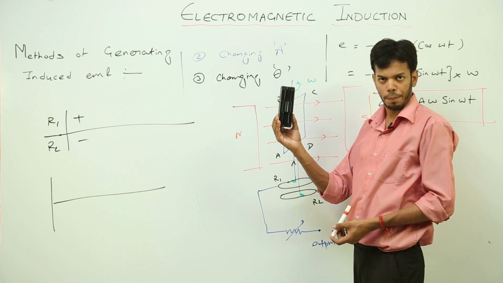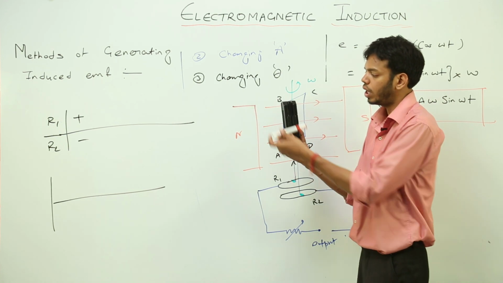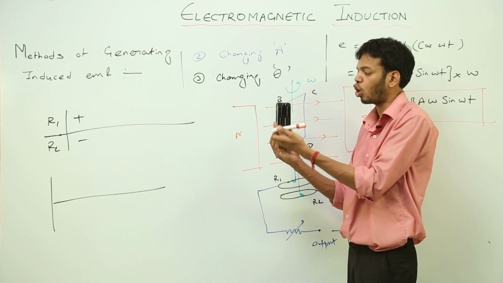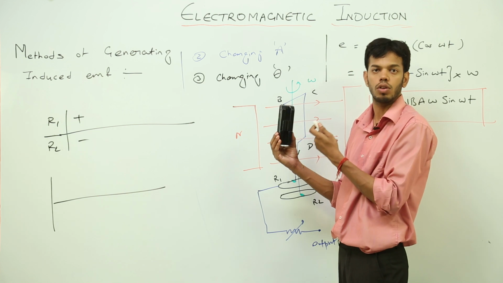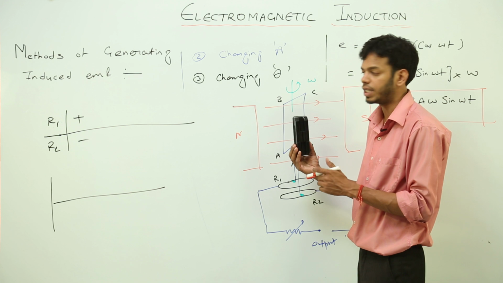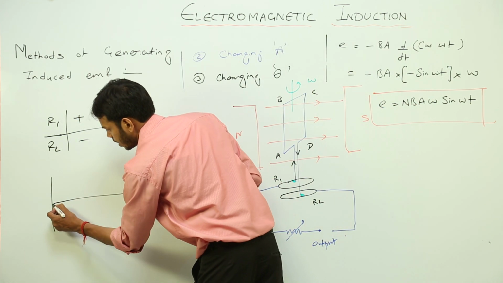If the loop had been a bit tilted, the number of lines passing through the loop would be countable, but right now the magnetic lines of force are just passing along the face. They are not crossing through this loop, they are passing along the loop. So there is no flux, or rather no change in flux, which means the induced EMF will be 0. So this graph has to start from 0.